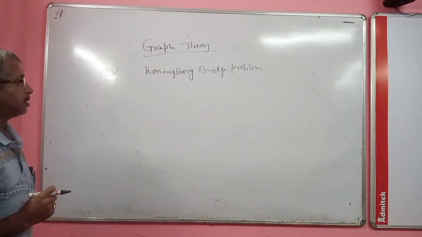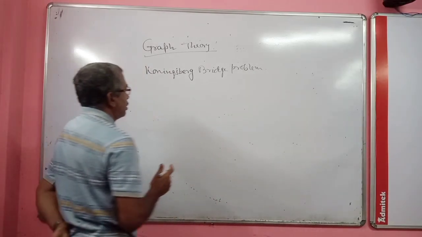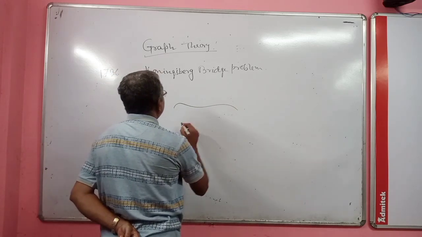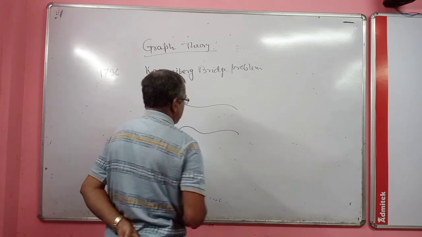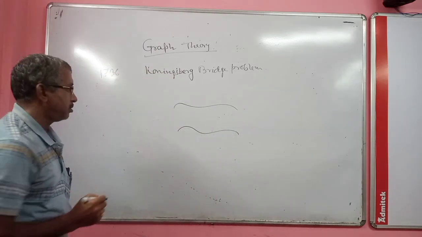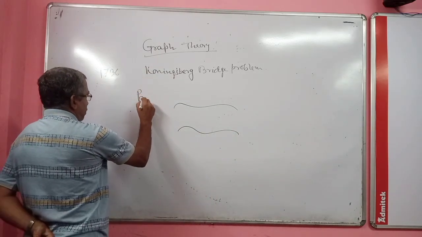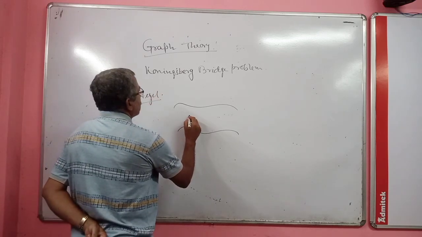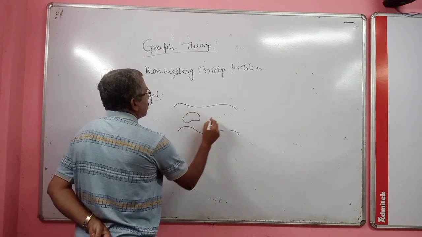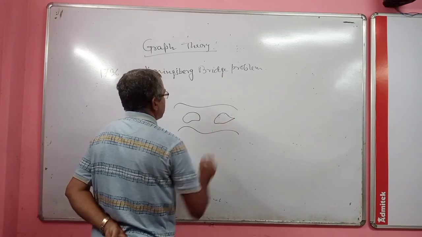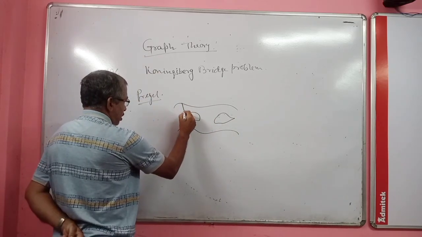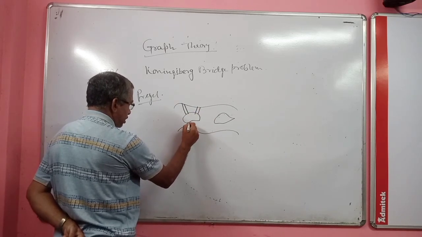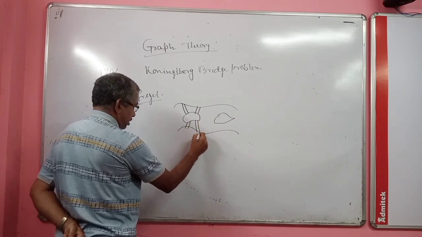Konigsberg is a town in Russia which is divided by a river Prego, and there were two islands side by side. There were 7 bridges connecting the cities.